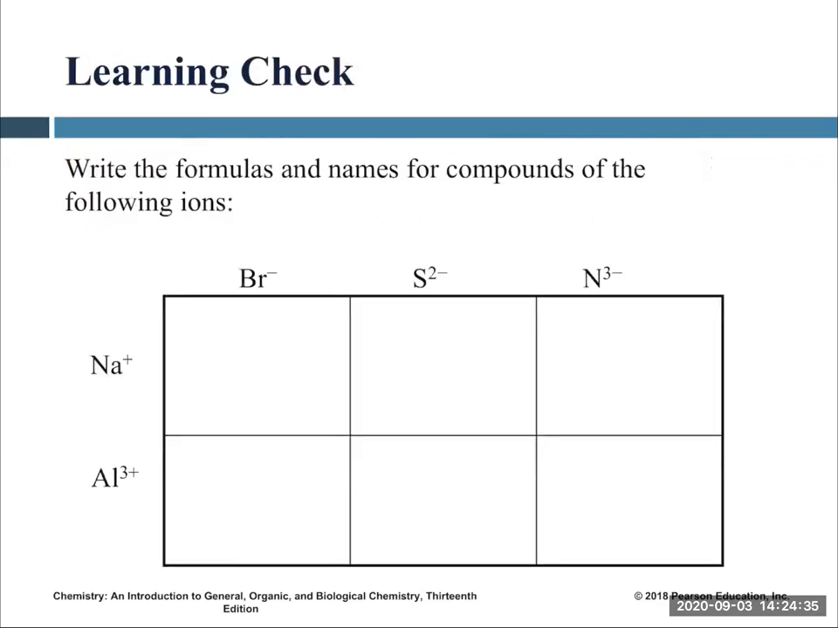Let's try this on your own. How will you write the formula? So pretty much crisscross. Metals come first. So it's going to be NaBr, Na2S. Try all the ones by yourself.